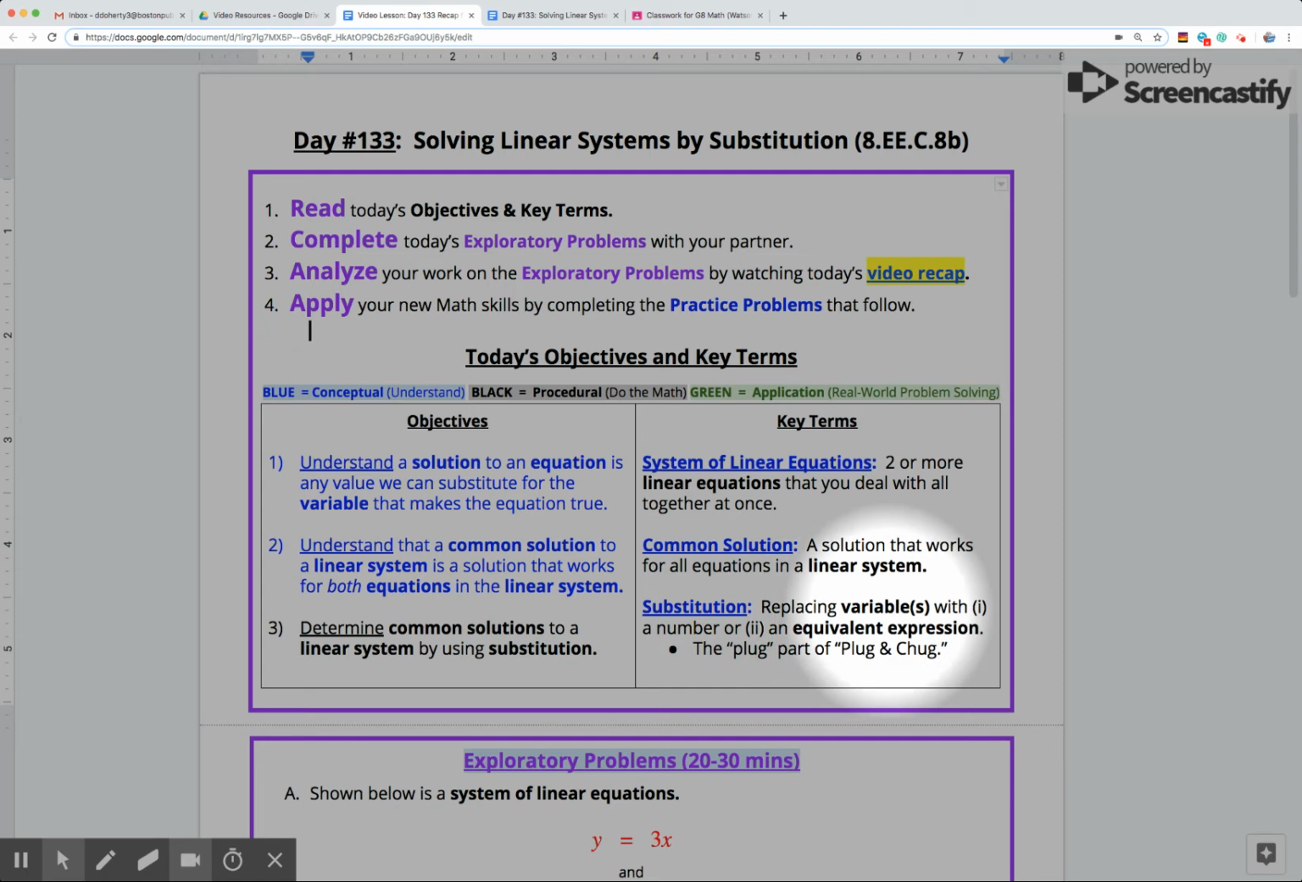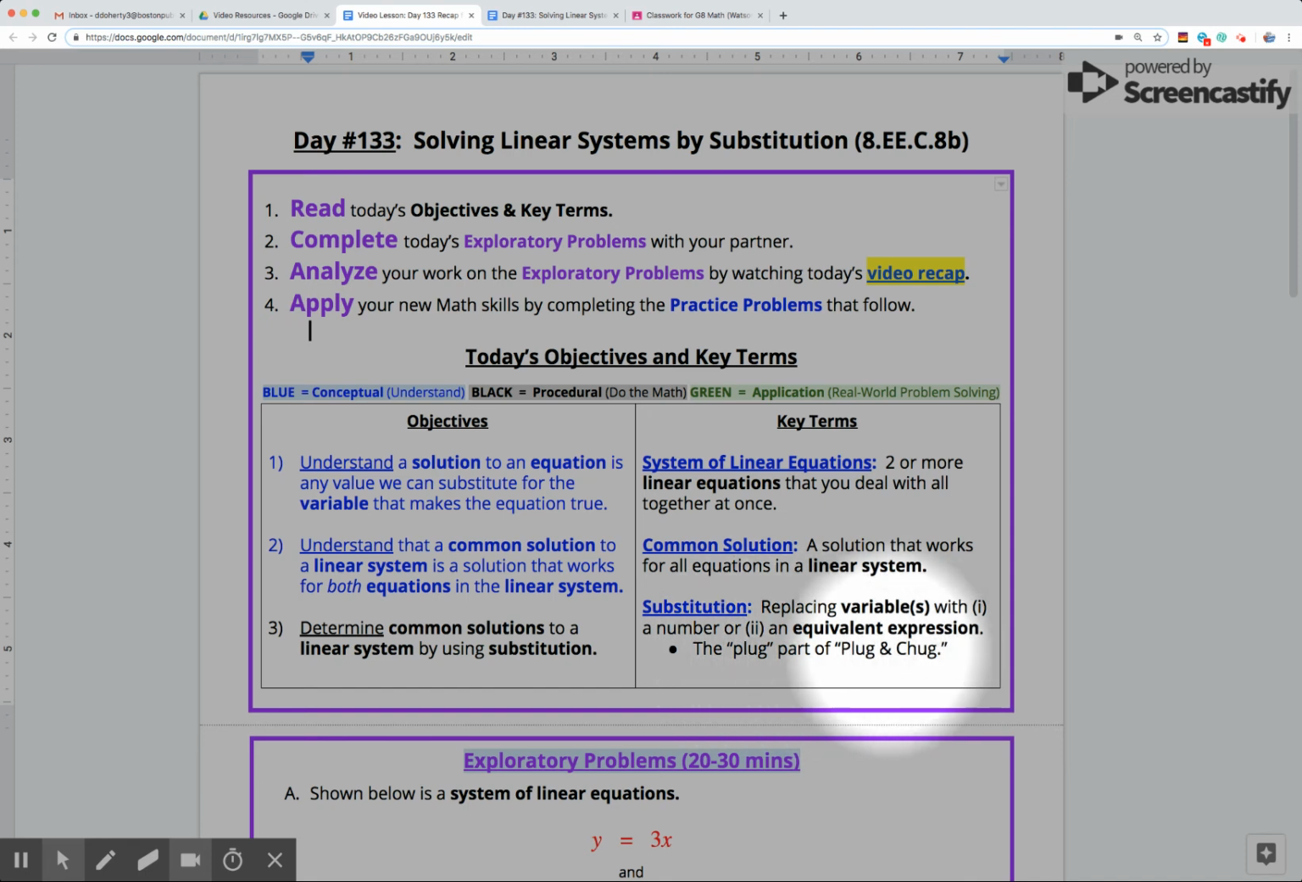where we're going to replace a variable with a number that it's equal to, or we added to this definition in 8th grade, an equivalent expression. Sometimes we know y is equal to 2x, and we might plug in 2x for y instead of just a number. If you think back to last year, this is really the plug part of plug and chug.